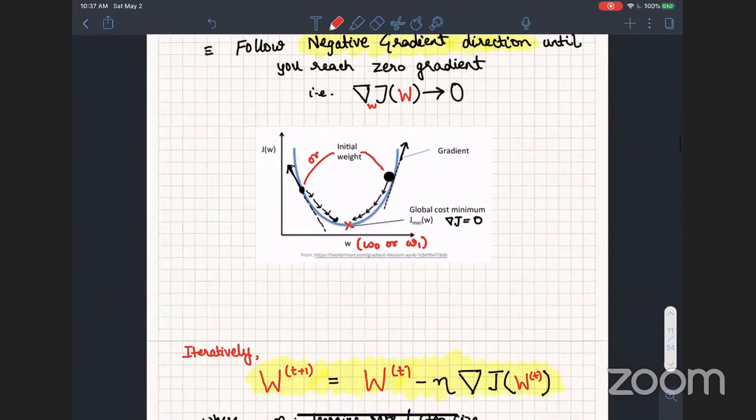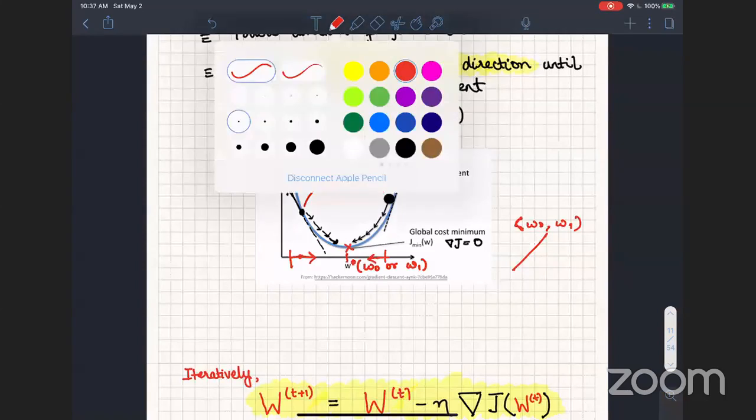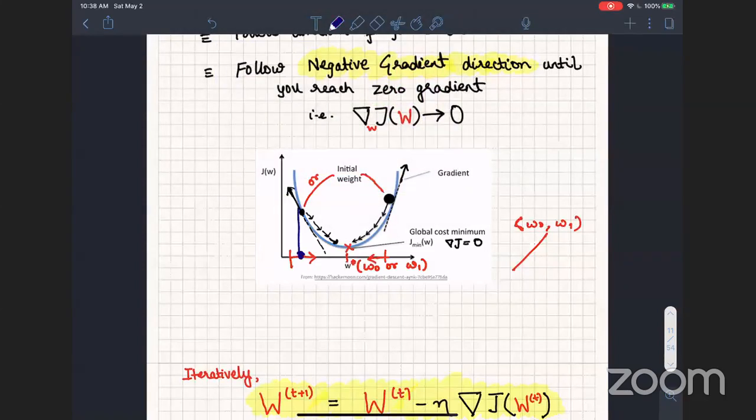So we ended the discussion last time around here. This is a plot for, let's say, just W1, out of the two parameters W0 and W1 which define a line. Our goal is that we start from any random W, and we have to reach this W star, which is at this sweet spot. A random initial weight has a corresponding point on this plot, and it can be from either side.